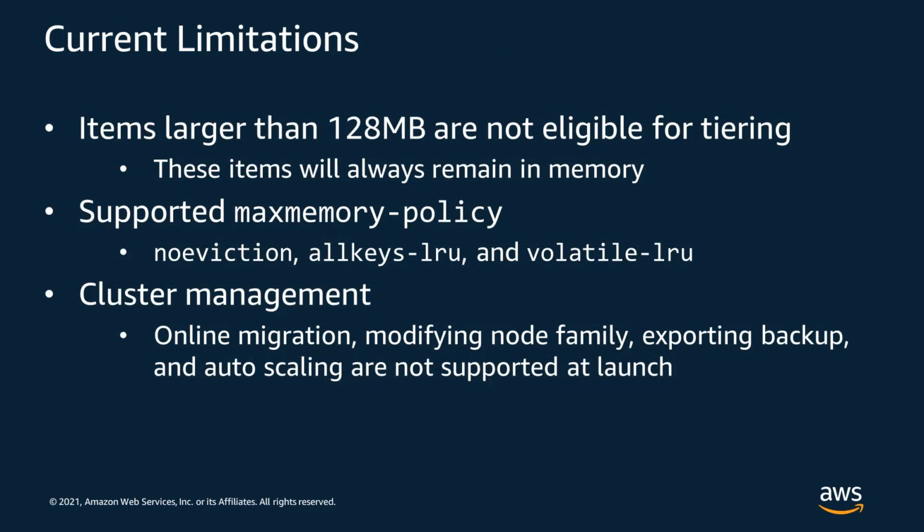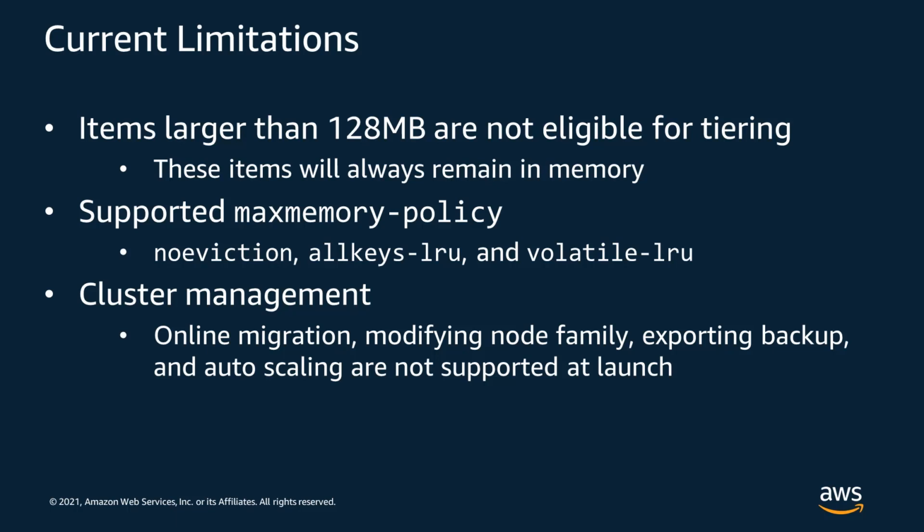So last but not least, just want to highlight some of the limitations that exist with the initial launch here, so you can just be aware for planning purposes. For starters, large item values, specifically ones exceeding 128 megabytes in size, are not eligible for data tiering. So those values are always going to remain in memory, and ElastiCache will never move them to SSD.